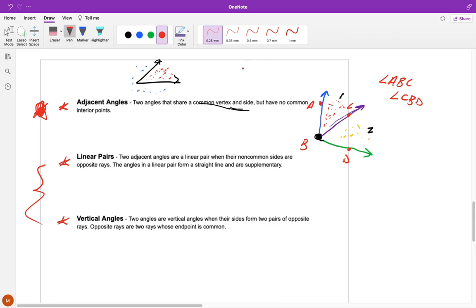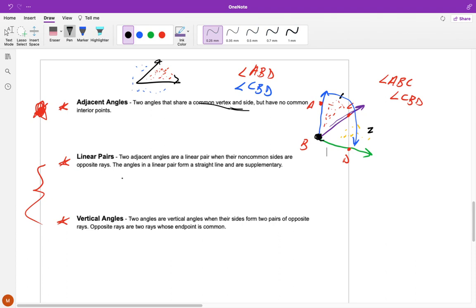So even though angle ABD shares a vertex and a side with angle CBD, CBD would be inside of this ABD angle. So therefore, they're not adjacent because the one is inside of the other. All right, so this can't be inside of each other. They need to be directly next to each other, like next door neighbors where they share a fence to their house.